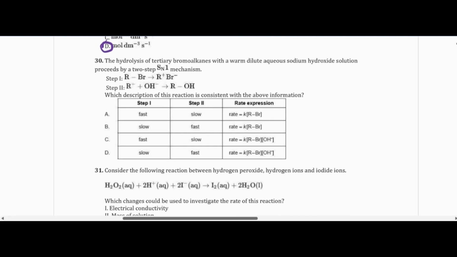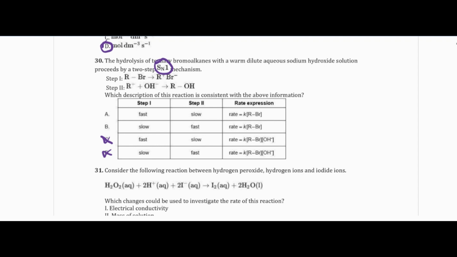30. The hydrolysis of tertiary bromoalkanes with a warm dilute aqueous sodium hydroxide solution proceeds by a two-step SN1 mechanism. Which description of this reaction is consistent with the above information? Right, so if it's SN1, it must be a unimolecular reaction, so we will only have one molecule in the rate expression, which means we can eliminate C and D.